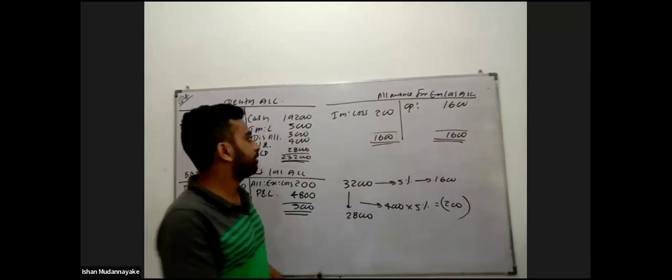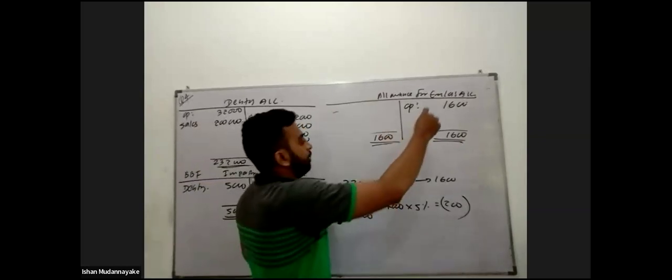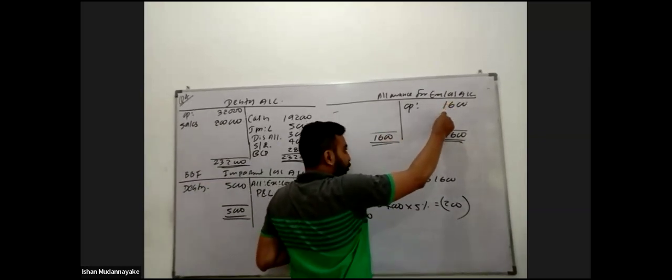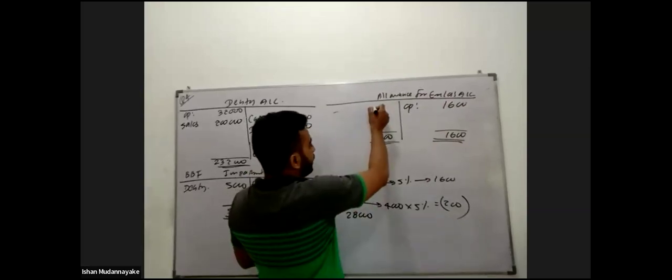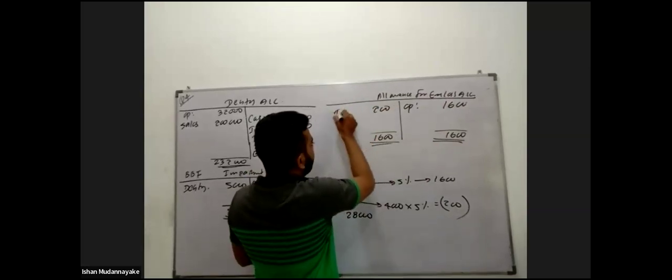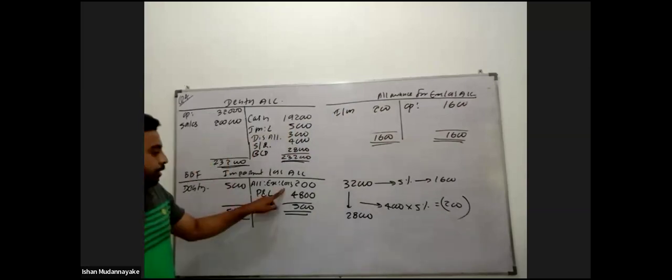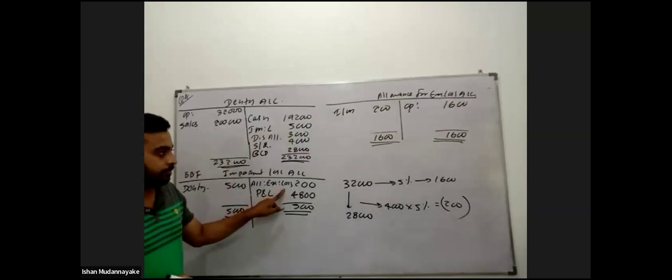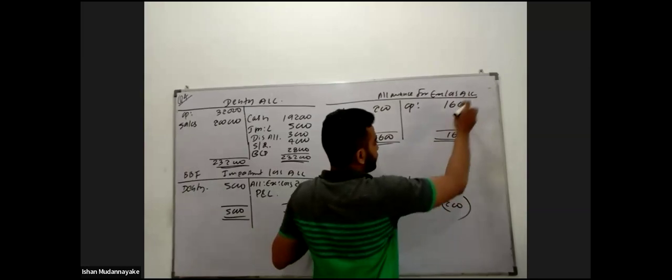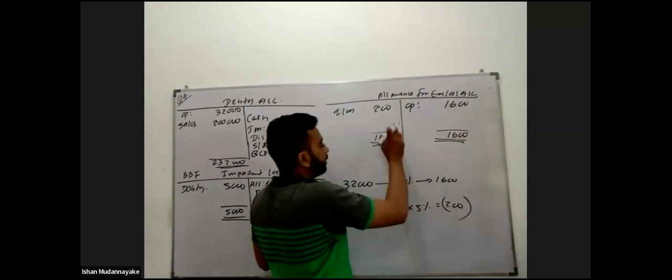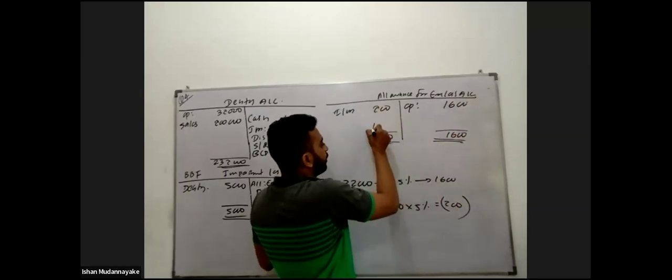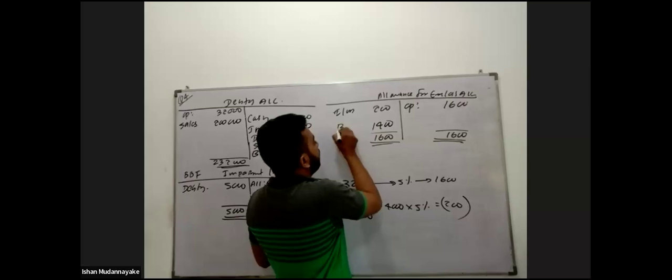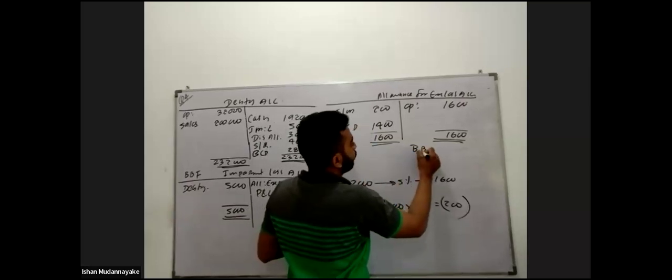How do we decrease it? From this 1,600, you need to decrease 200. Allowance for expected loss account debit 200, impairment loss account credit 200. Then the remaining balance is 1,600 minus 200, which is 1,400. Balance carried down, balance brought forward.